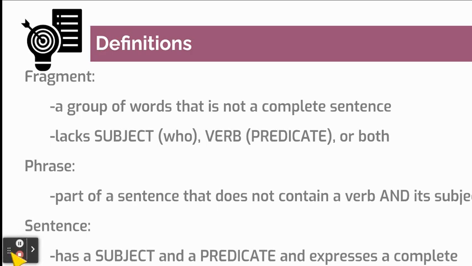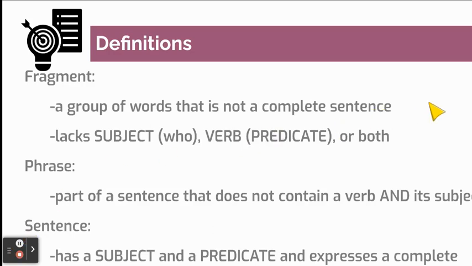A fragment is a group of words that's not a complete sentence. It lacks either the subject or the who, or what we call the verb, or often the predicate, or it could lack both of those. If we call something a phrase, it's a part of a sentence, but not a whole sentence. It probably doesn't contain a verb or its subject, so it's missing parts. And then a sentence, a full sentence, has both the subject, it says who's doing a thing, and a predicate or a verb. It expresses what's doing a thing. And we call a sentence a complete thought.